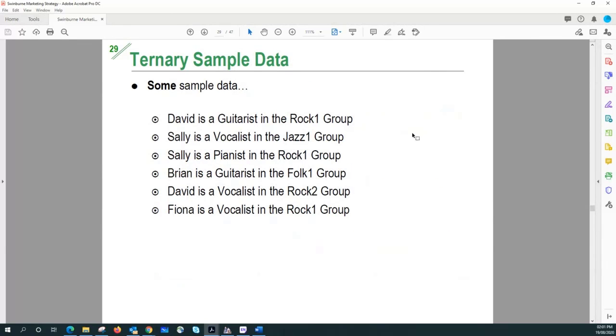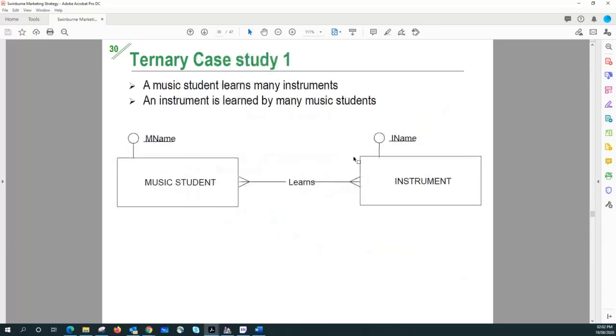So they have given some samples. It says David is a guitarist in the rock band one group, Sally is a vocalist in the jazz one group, Sally is also a pianist in the rock band one group, etc. So they gave us some sample data. Let's now build our ERD. First I will build the first relationship.